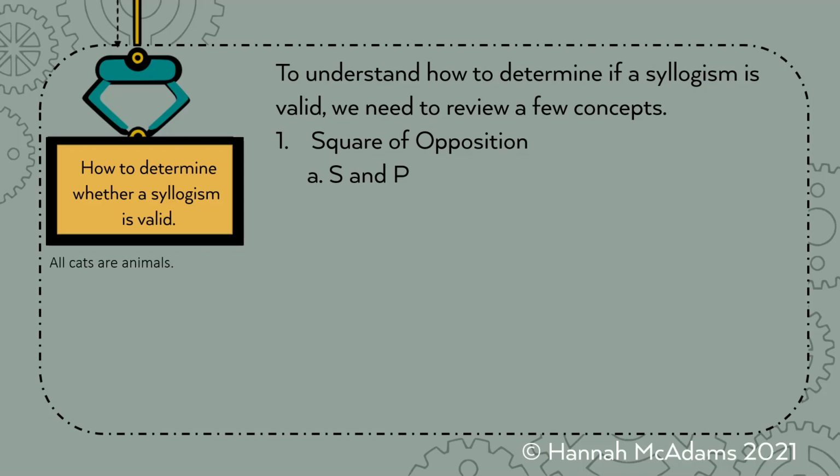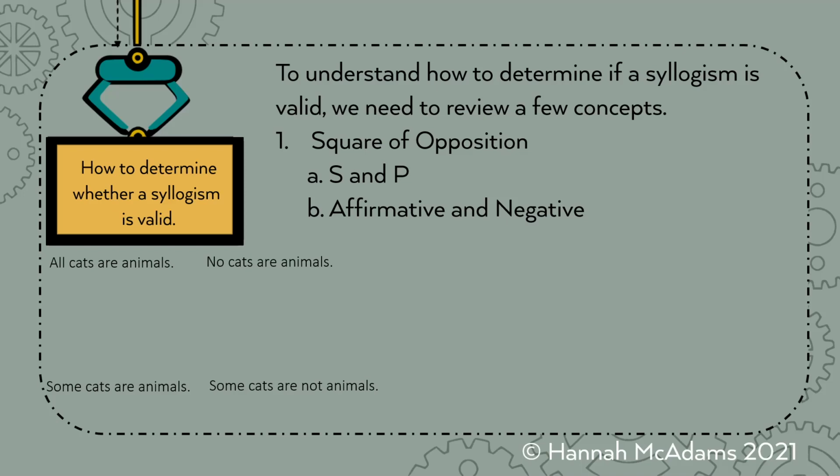All cats are animals, or we could say no cats are animals, or some cats are animals, or some cats are not animals. The subject in all of these is cats, because they come first in the sentence. The thing that comes last is the predicate. Those are animals. So the S and P are there.